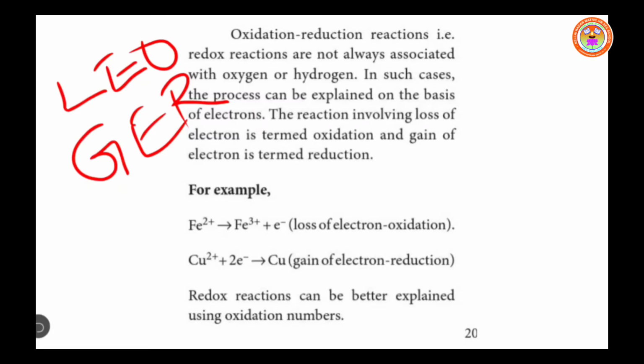Now we can see an example for oxidation. Fe2+ is oxidized to Fe3+ by the loss of an electron. Then an example for gain of electron: Cu2+ gains 2 electrons and is reduced to copper. Cu2+ is reduced to copper by the gain of 2 electrons. Understand, children?